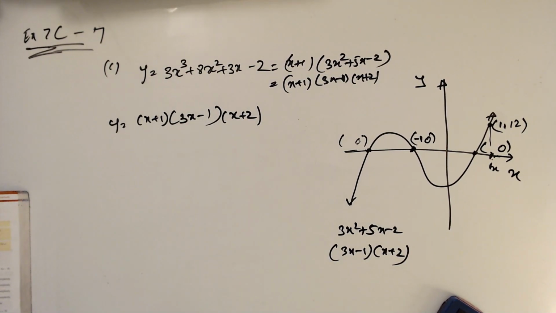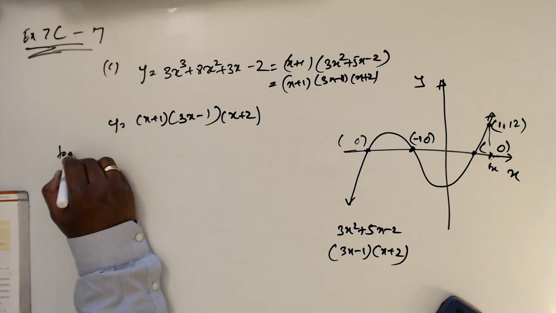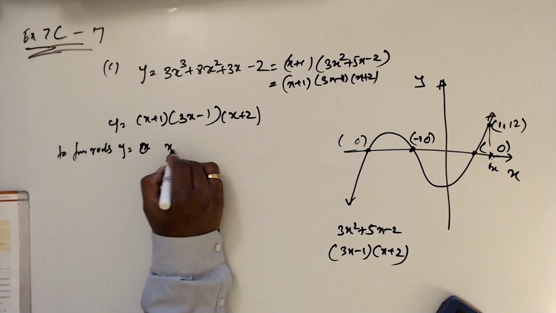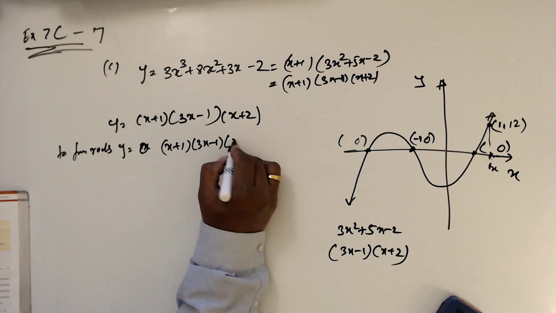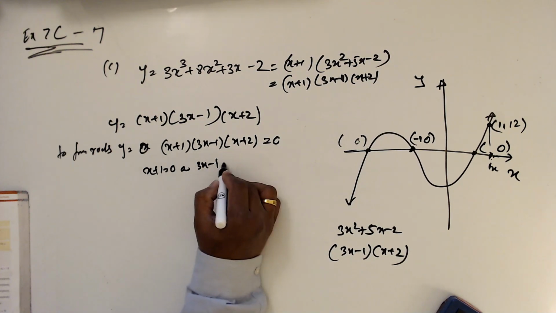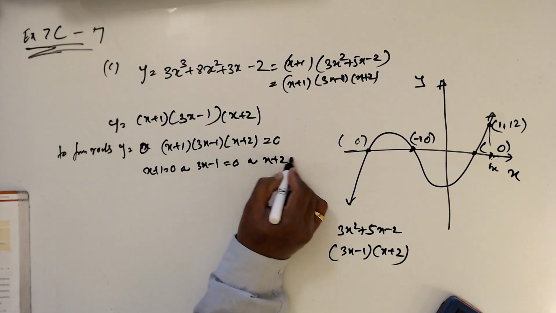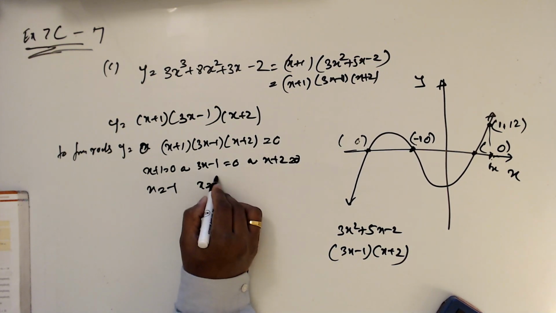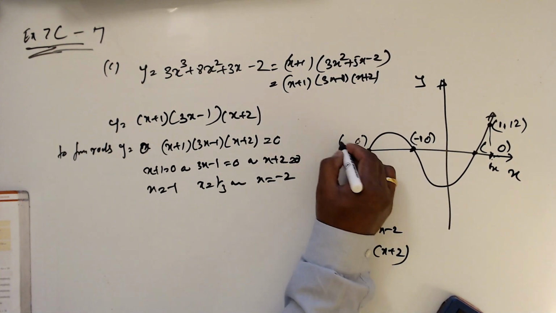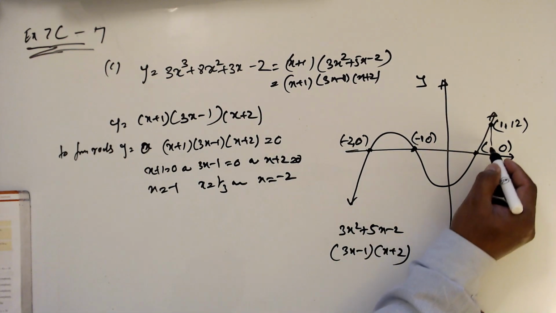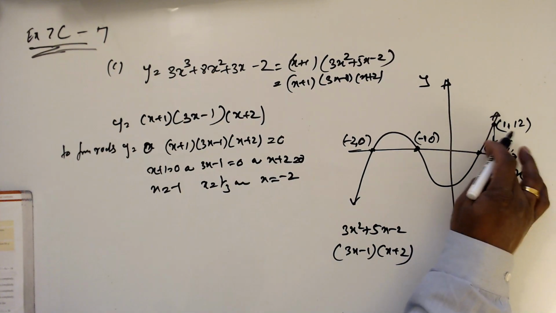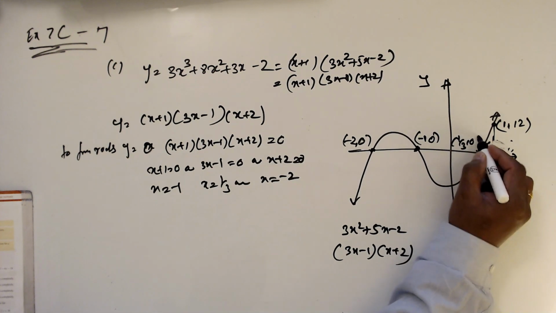Sketch this one now. So how do we sketch? Find roots. y equals 0. It means (x plus 1)(3x minus 1)(x plus 2) equals 0. Then x plus 1 equals 0, or 3x minus 1 equals 0, or x plus 2 equals 0. Then x equals minus 1, x equals 1 over 3, or x equals minus 2. Minus 1, 0 is fine. This is going to be (minus 2, 0), and this is going to be 1/3, less than 1 it is. I'll write here, this point is (1/3, 0).